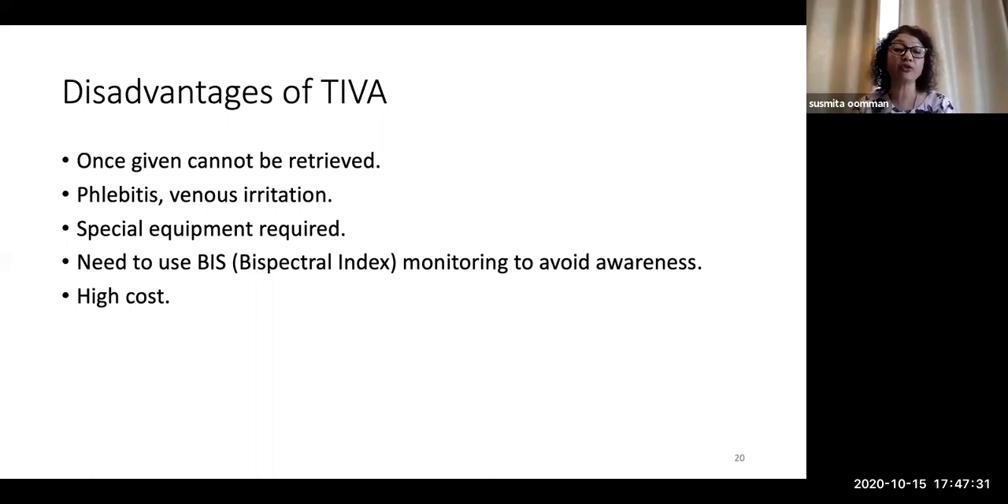So we have to use the bispectral index. In the UK, it is an important part of the protocol. If you're going to use TIVA, you have to use a bispectral index. If you don't have the equipment for bispectral index, you have to make sure that you've got other things in place before you administer a TIVA safely. So all this adds up. So it is still very expensive than our traditional induction methods we have seen till now.